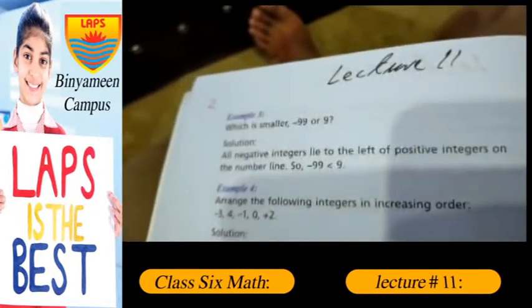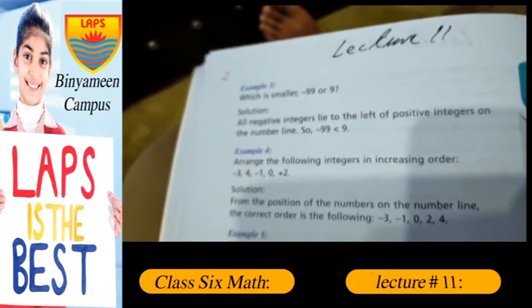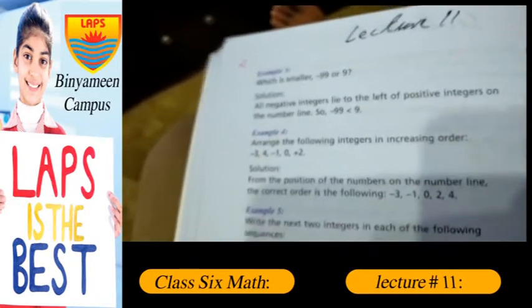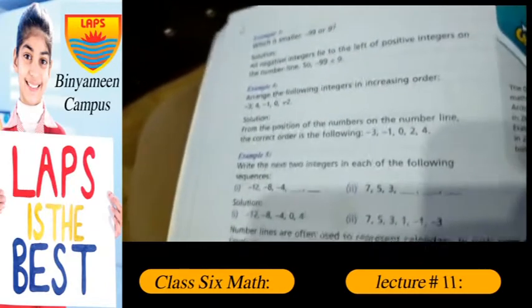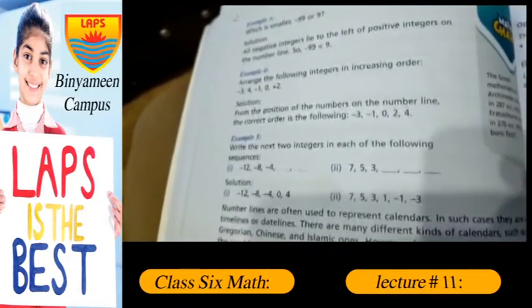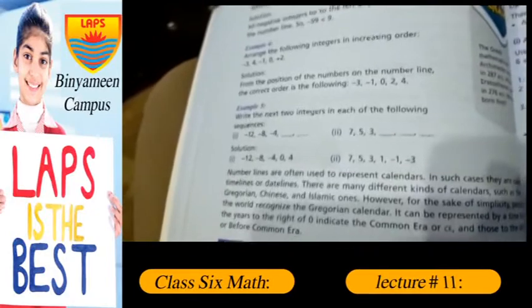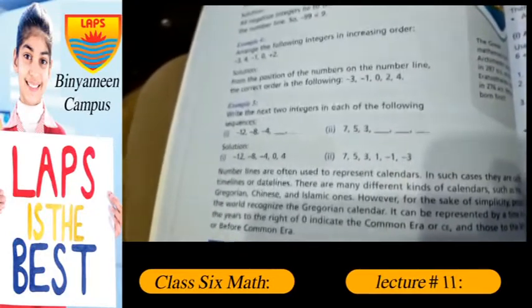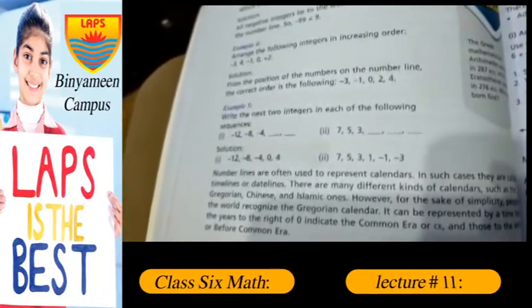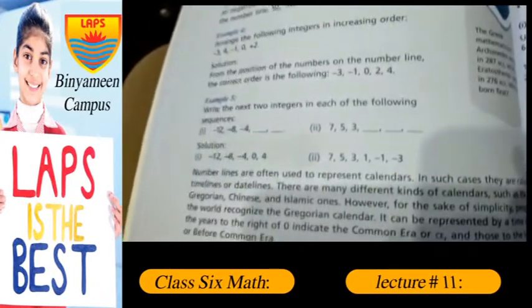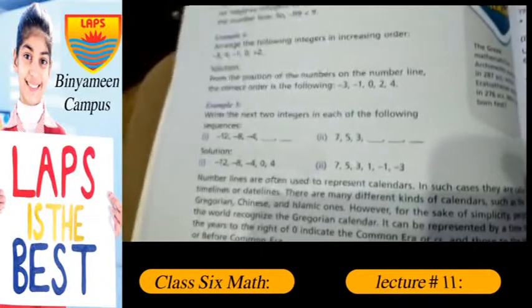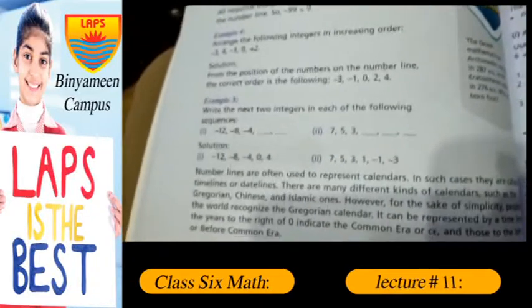Like as example number 3, which is smaller, minus 99 or 9? 9 is greater than minus 99. Okay, arrange the following integers in increasing order. First: minus 3, 4, minus 1, 0 and plus 2. You can write from smaller to greater. In this example, first you write minus 3, then minus 1, then 0, 2 and 4.